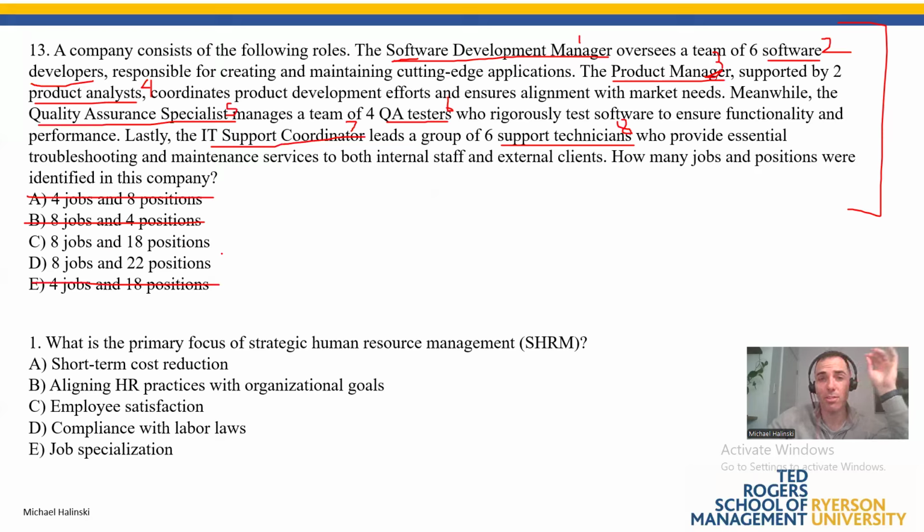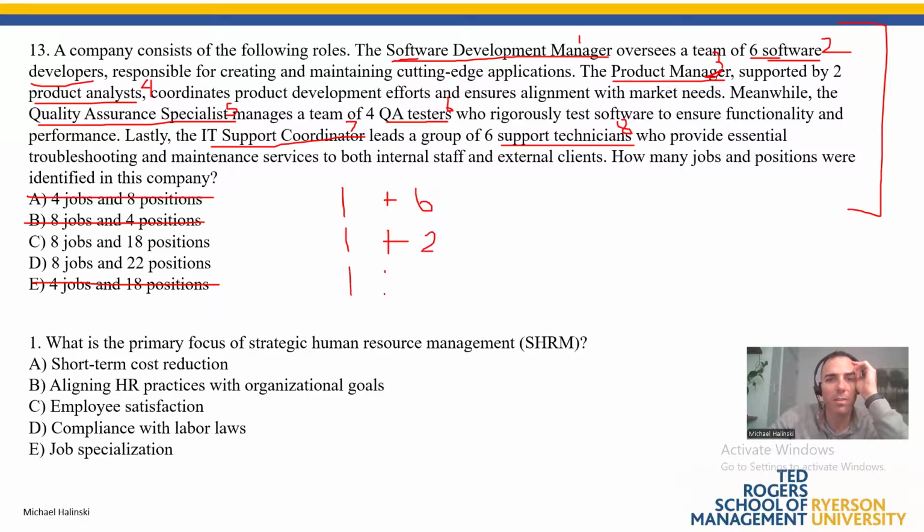In order to count the positions, a position is a person. So every person has a different position. We just need to count the number of people involved. One trick with this is remember that some of these have numbers, like 6, but some of them do not have numbers. So don't forget about those. Software development manager, 1, plus 6 software developers, and then another product manager, 1, supported by 2 product analysts.